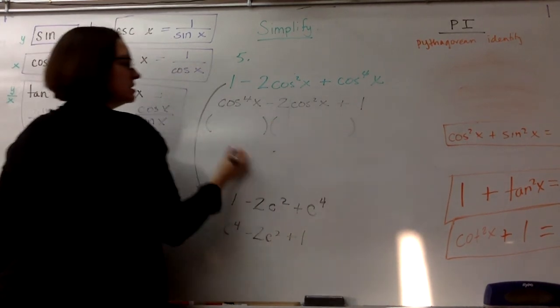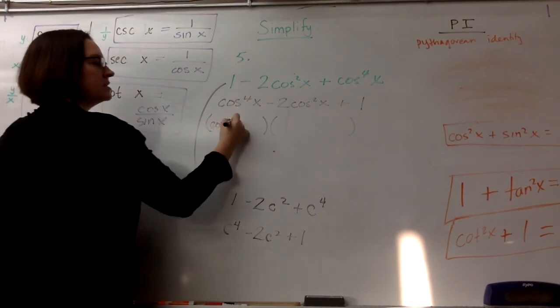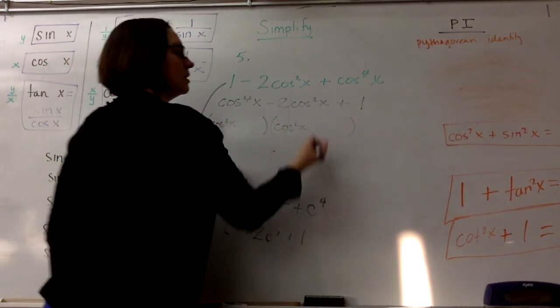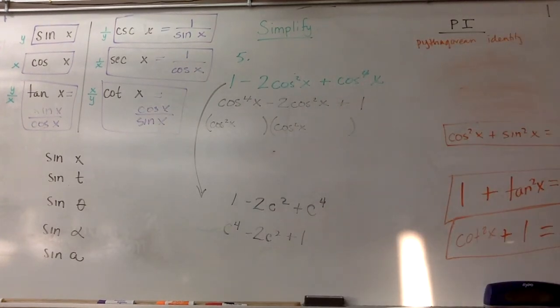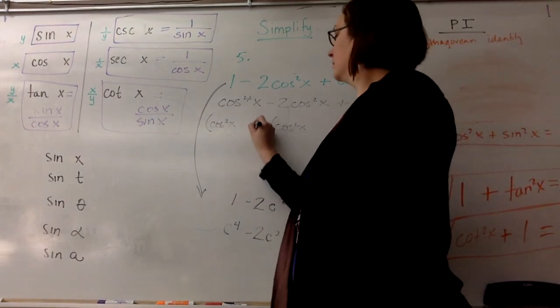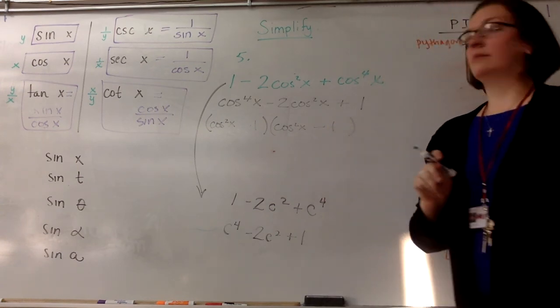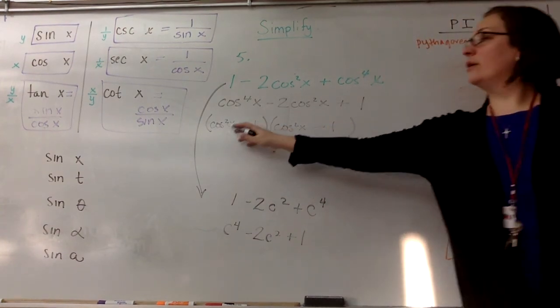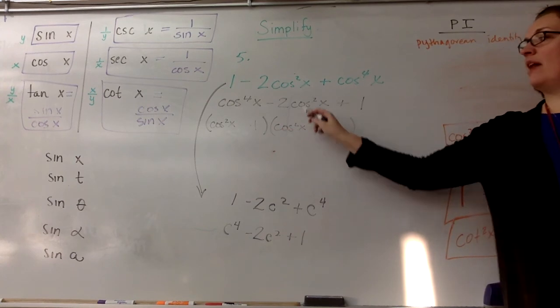What can I factor this into? Well, cosine squared x is going to be my intro, because cosine squared times cosine squared is cosine to the 4th. And now I need the numbers that multiply to give me 1, but add to negative 2. What multiplies to 1, but adds to negative 2? Negative 1 and negative 1. If you look outer, negative 1, inner, negative 1, that adds to negative 2.